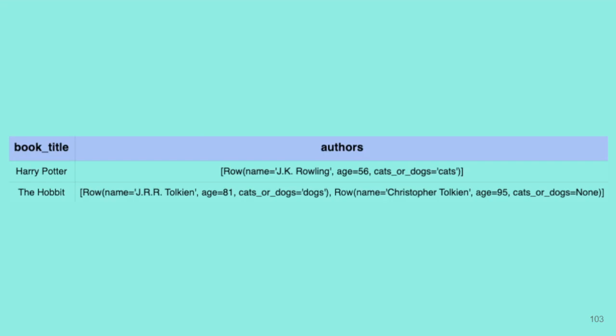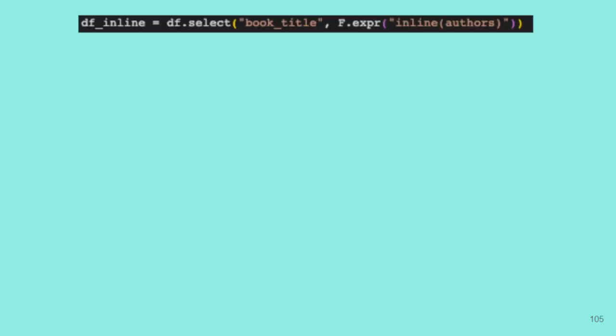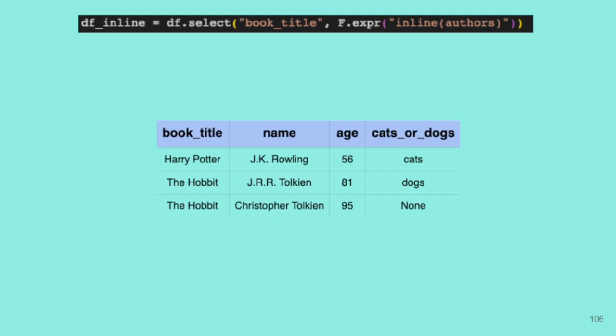Inline. Inline is a very useful function to deal with the struct data type, which is like a Python dictionary with keys and values. Here, our book dataset describes the books and their authors, of which there might be several. For each, there's data on names, age, and whether they are a dog or a cat person. By using the inline command, which only exists as an SQL command currently, which is why it's under the expr command, we can sort of explode the struct into multiple columns, which makes further analysis very easy.